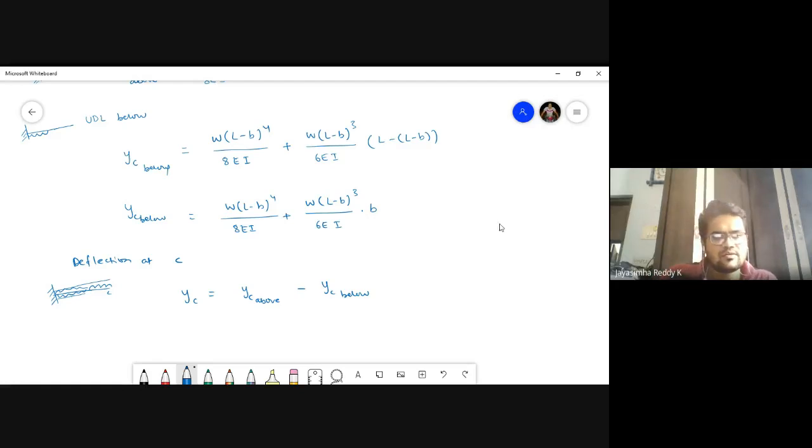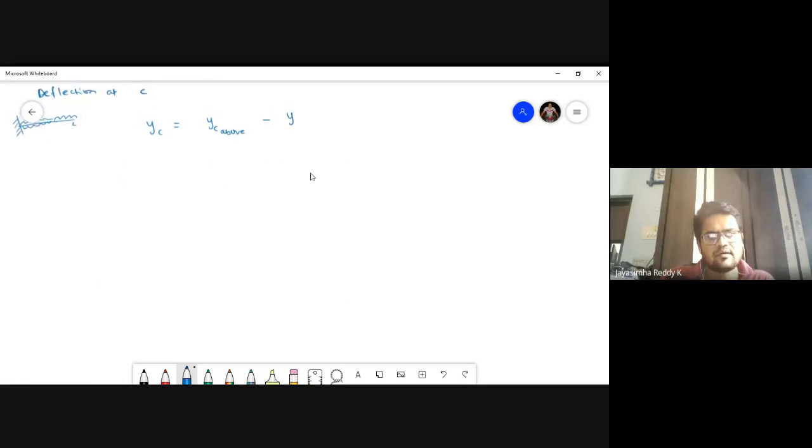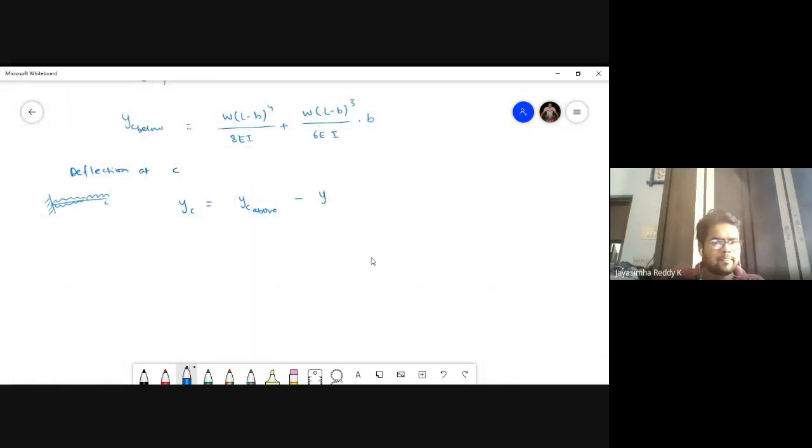So this implies YC is equal to minus WL power 4 by 8 EI minus W into L minus B whole power 4 by 8 EI plus W into L minus B whole cubed by 6 EI into B. This is what our answer is.